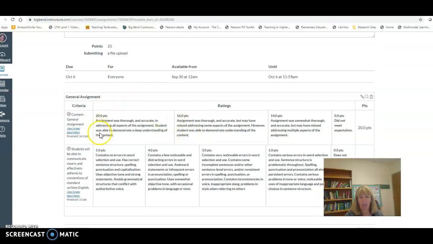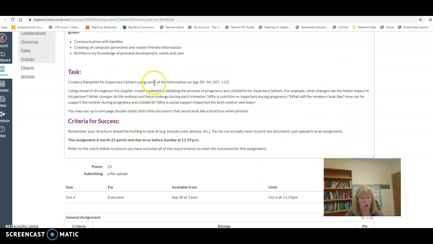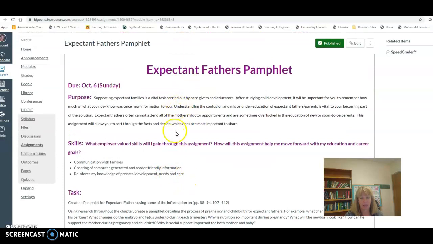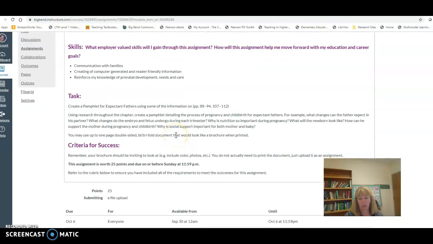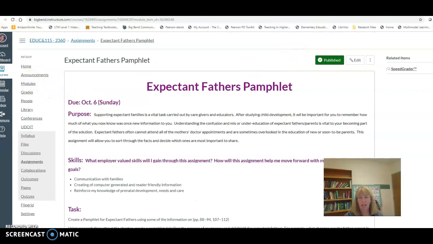Okay, here is the rubric, which is very generic, just that you were thorough and accurate and you addressed all aspects because the aspects are right here under task. Okay, so read this assignment carefully. Use Word or Google Docs may do the same thing. And that takes care of that one.